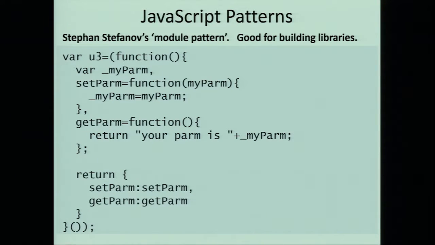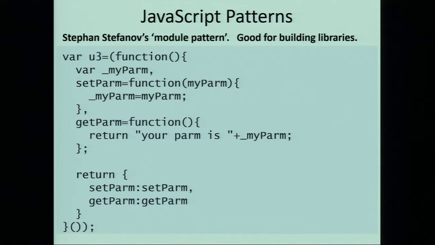Stefan Stefanov calls this the module pattern in his excellent book, JavaScript Patterns. And this one's really good if you want to define a library. So here we've got an immediately executed function, and then we have, in this case, just a getter and a setter, but it could be whatever you like. And the immediately executed function returns this object, this block, and that block definition references these two functions.